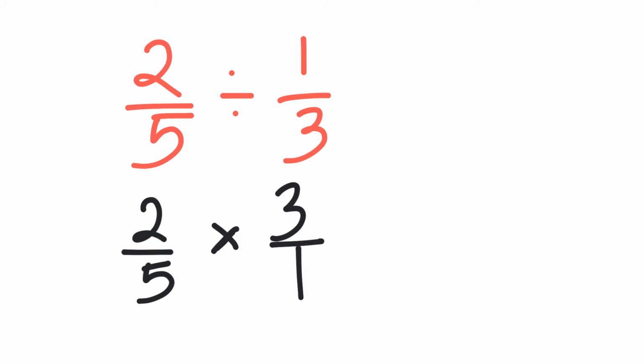So now that it's a multiplication problem, I just multiply straight across. 2 times 3 gives me 6, and 5 times 1 gives me 5. Now, depending on your level of math, we may want to change this into a mixed number, in which case it would be 1 and 1/5, or it may be fine to just leave it as an improper fraction.